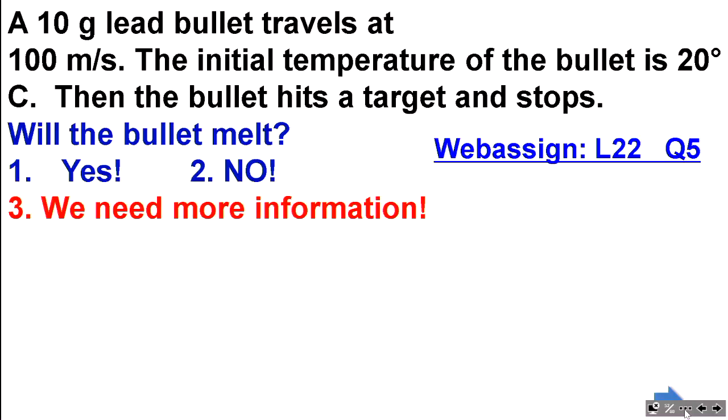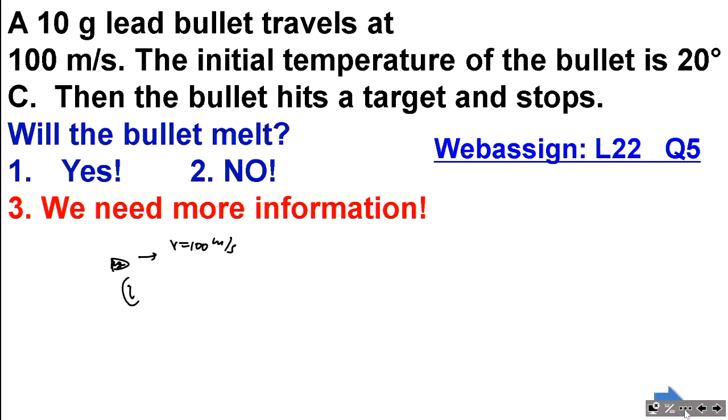So what is happening? A solid object, a piece of lead, a solid piece of lead, that's a bullet, flies at 100 meters per second and hits a target and stops.